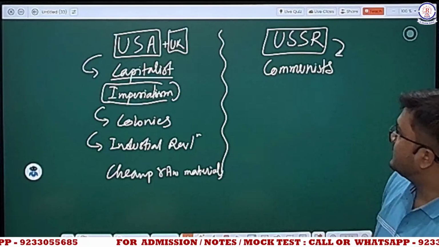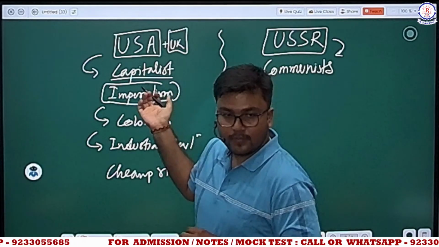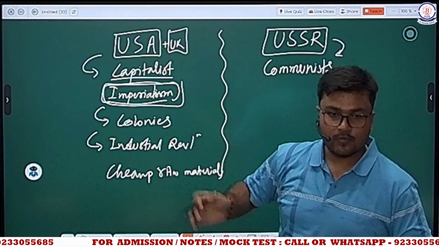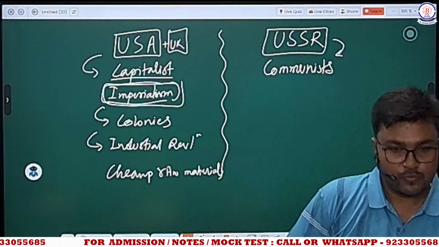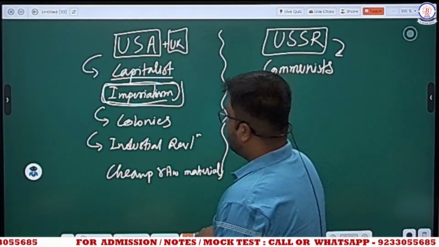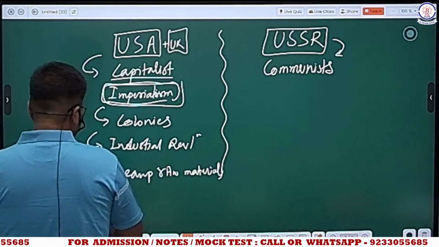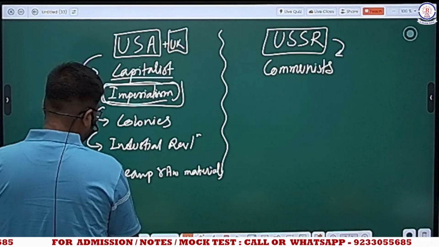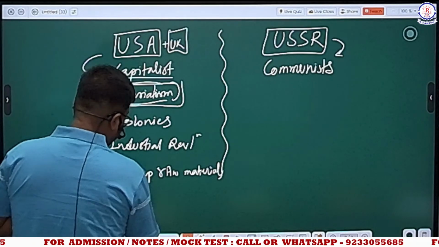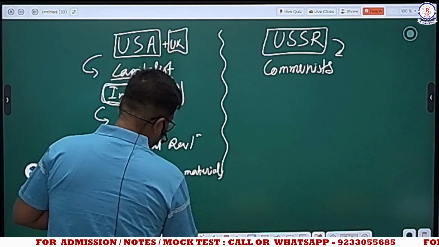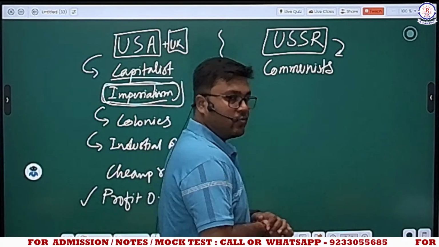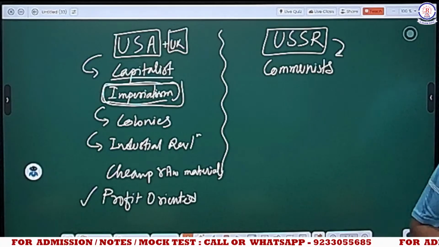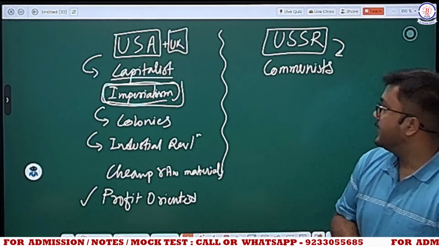So this is the capitalist form of economy, which is mainly derived from the imperialist nature of the former superpowers. Now there is also one important factor you need to keep in mind, that is these countries are mostly profit oriented. The economic policies they followed were mainly profit oriented.